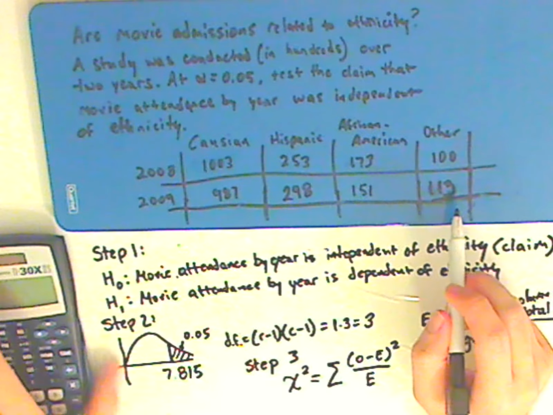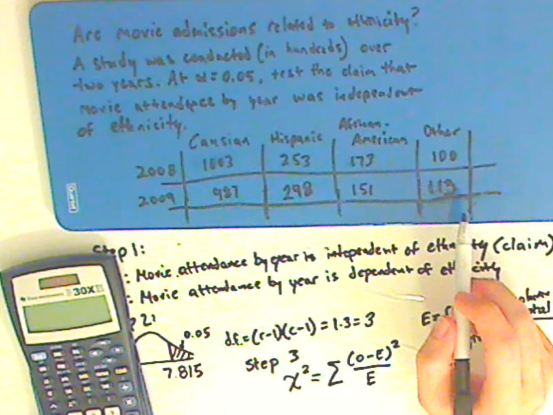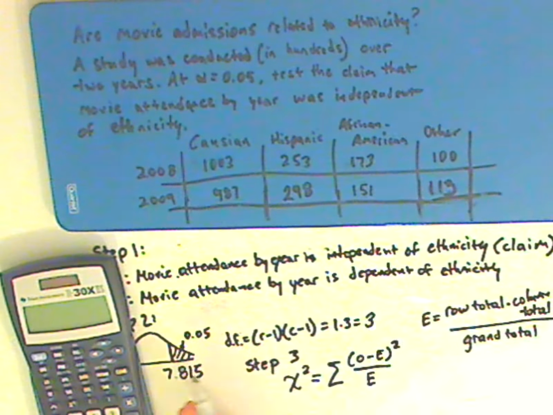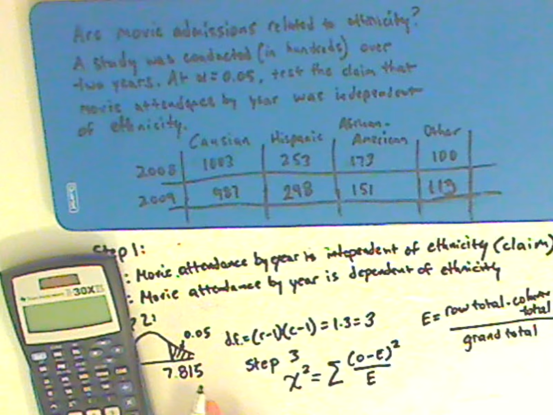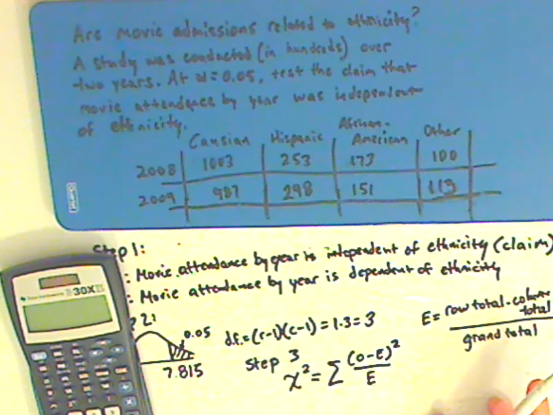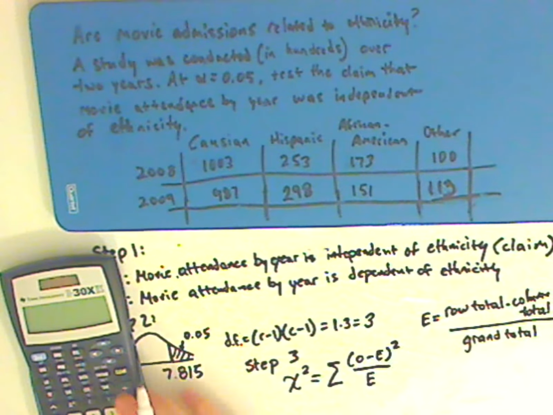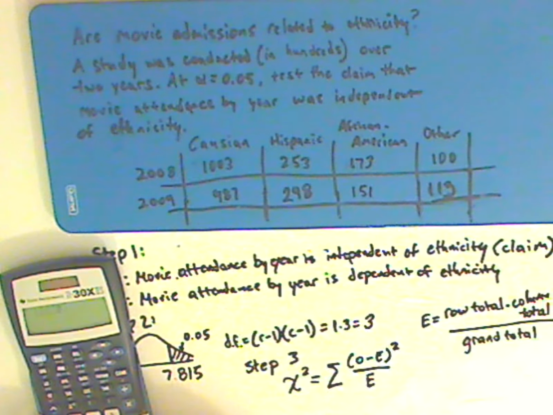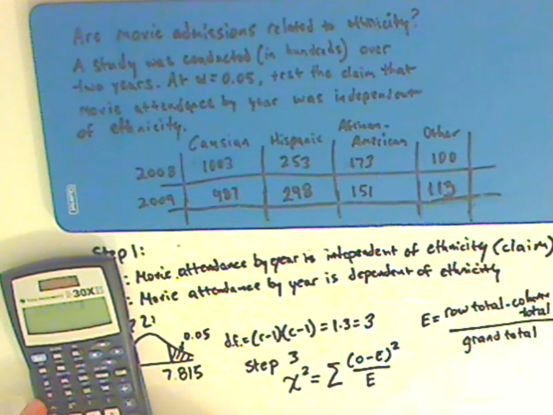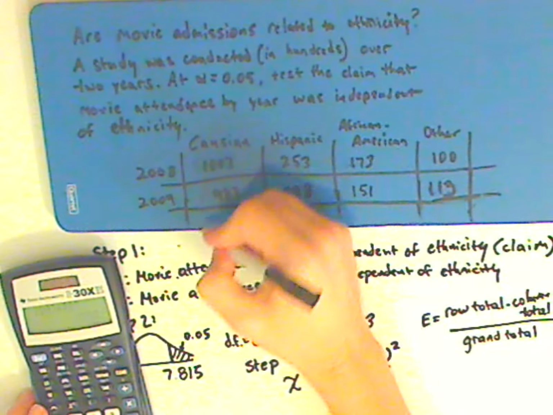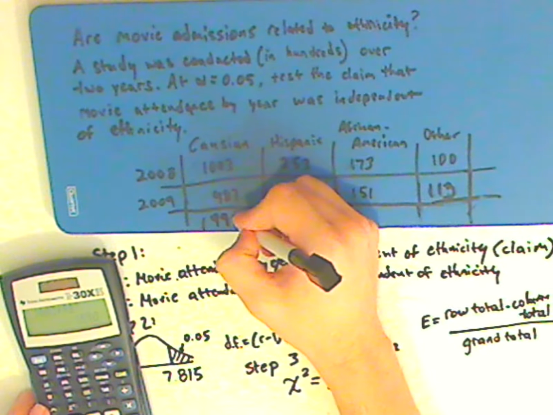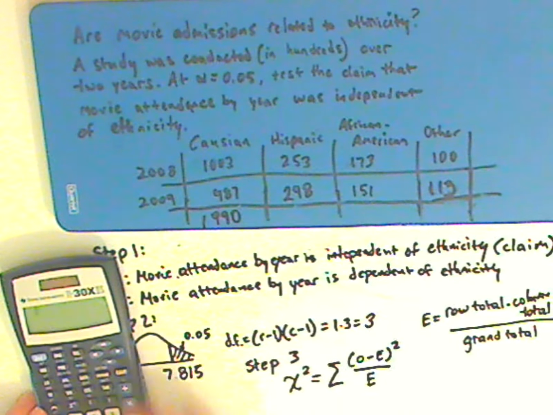So let's do that together. And I'm going to do this one at a time. Now, this is a long process, so if you just want to skip through the video, that would be fine. So 1003 plus 987 equals 1990.